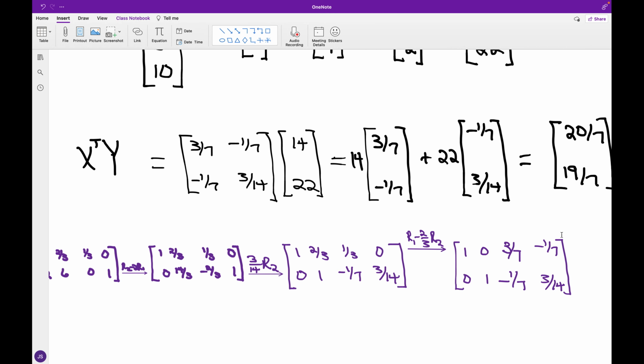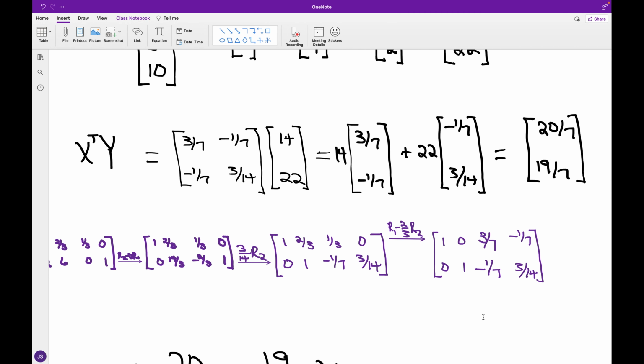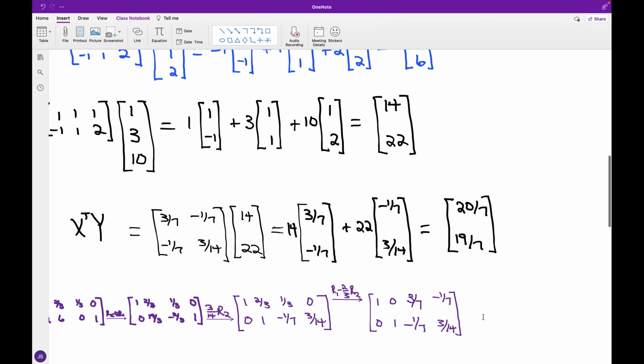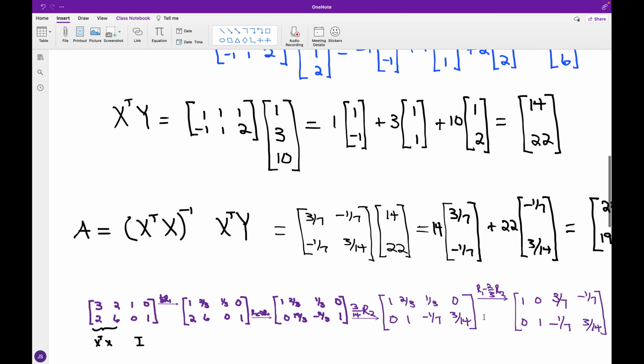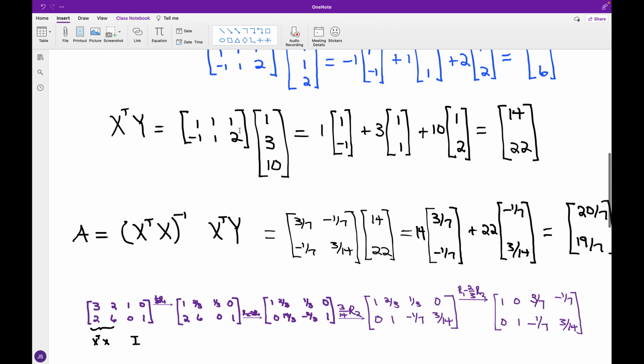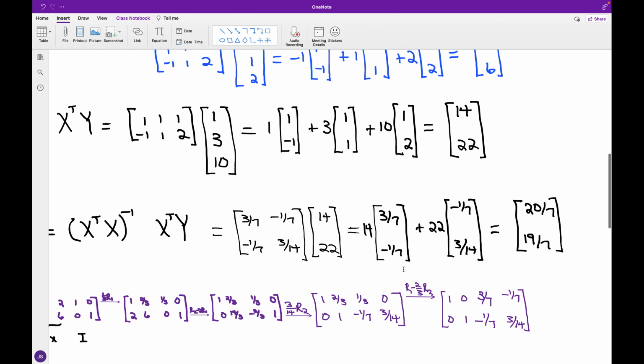And guess what? What I have with the last two columns is going to make up the inverse of the product of the transpose of x times x. And so in this particular case, the inverse of the transpose of x times x, I have this 2 by 2 matrix. And again, for the transpose of x times y, I have 14 and 22. And following through, multiplying, we come up with the two numbers of 20 sevenths and 19 sevenths.